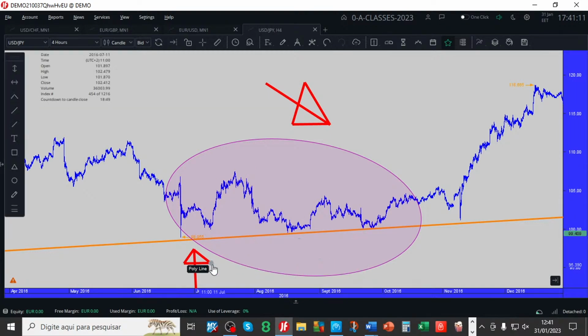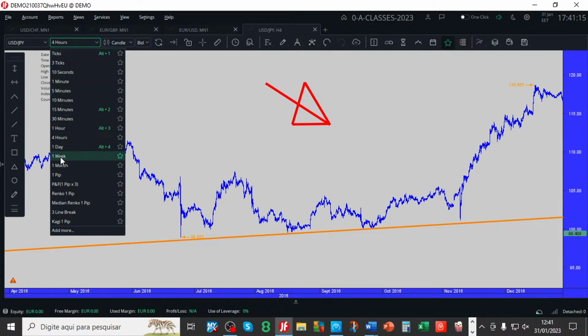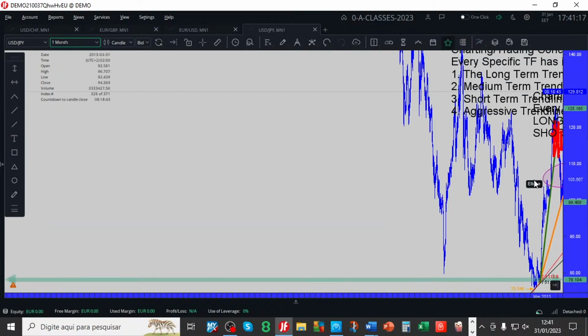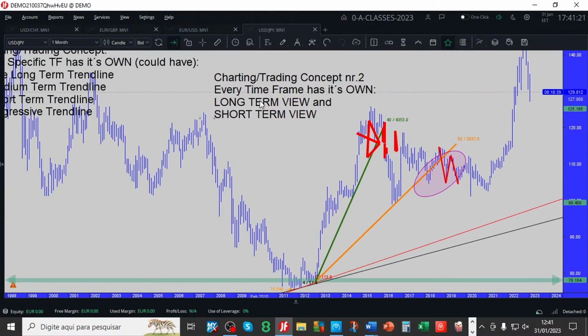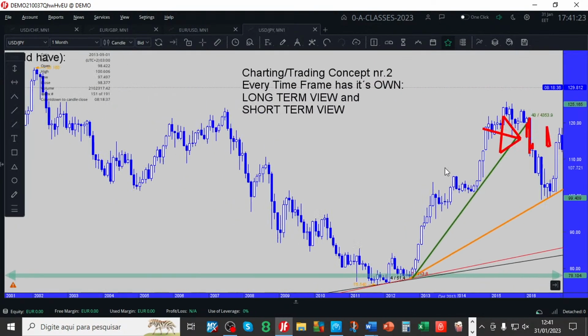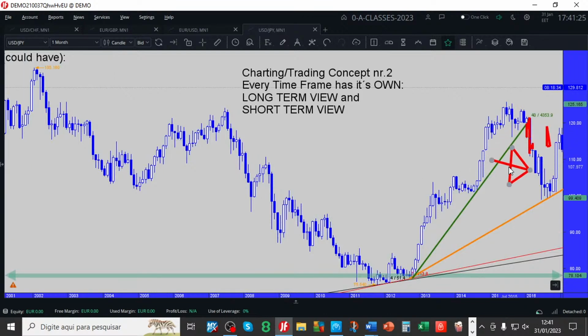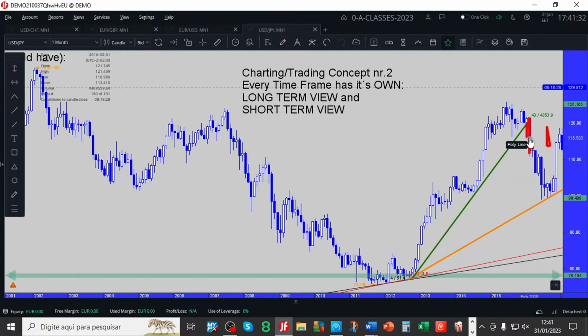So it doesn't really matter what currency pair you are trading, everybody, and on what time frame. When you see something like this, just an example, the aggressive one, you would short the market short term, from here to here. You would not go short in here anymore.